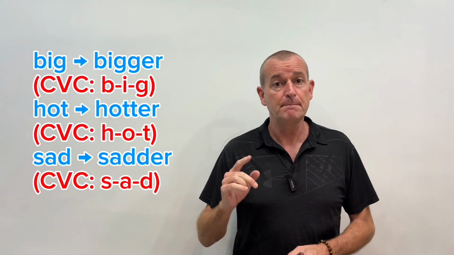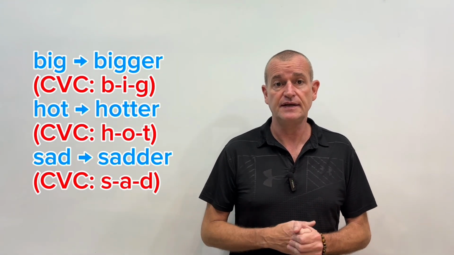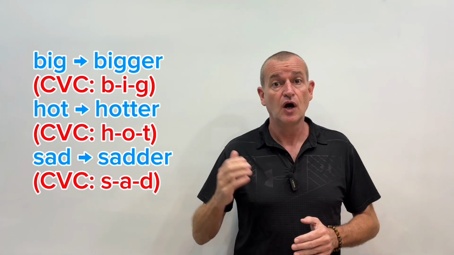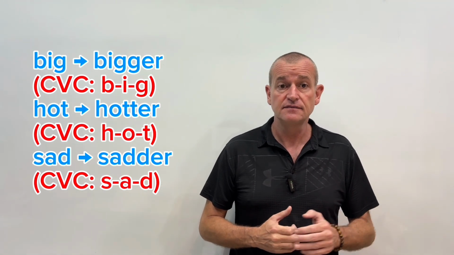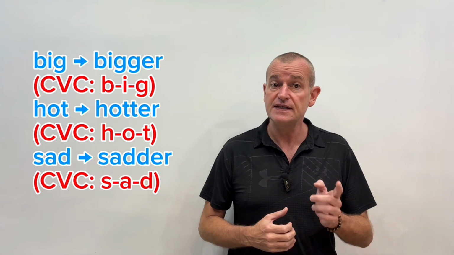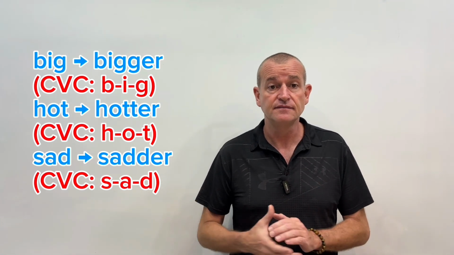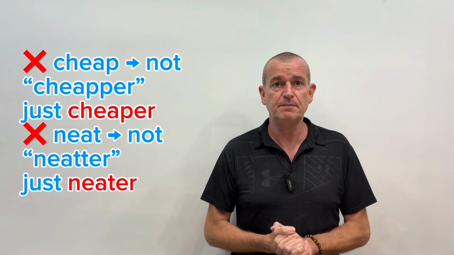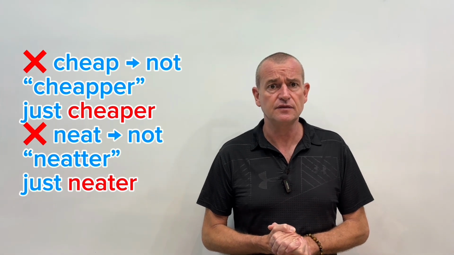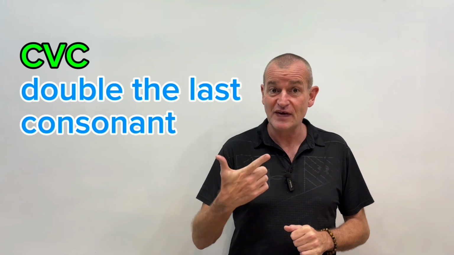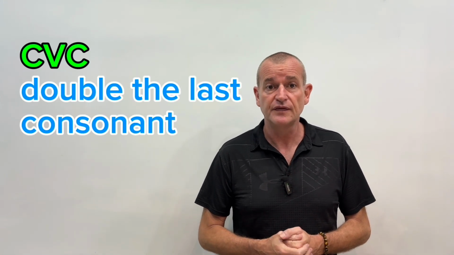Big becomes bigger. GGER. Hot becomes hotter. TTER. Sad becomes sadder. DDER. But don't double the consonant if the words end in two consonants or a vowel. Cheap, cheaper. Neat, neater, no, don't do it. Consonant, vowel, consonant, double the last consonant.